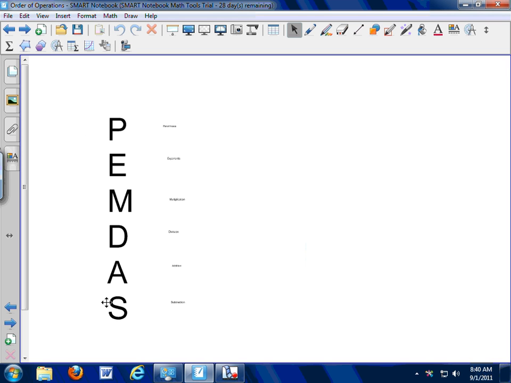You have certainly heard the word PEMDAS. It's not really a word, but the mnemonic device PEMDAS, which helps us to remember our order of operations. P stands, of course, for parentheses. So whenever we're doing this, we always start with what's in the parentheses. It's kind of an internal problem within the problem.